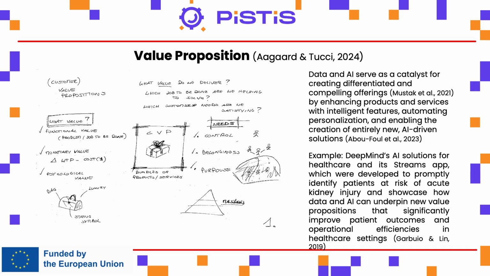So an example here could be DeepMind's AI solution for healthcare and its Streams app. These were developed to promptly identify patients at risk of acute kidney injury and showcase how data and AI can underpin new value propositions that significantly improve patient outcomes and operational efficiencies in healthcare settings.